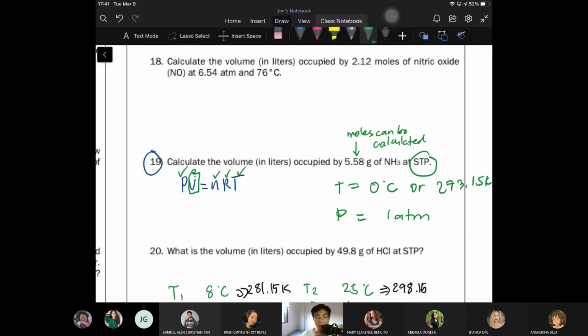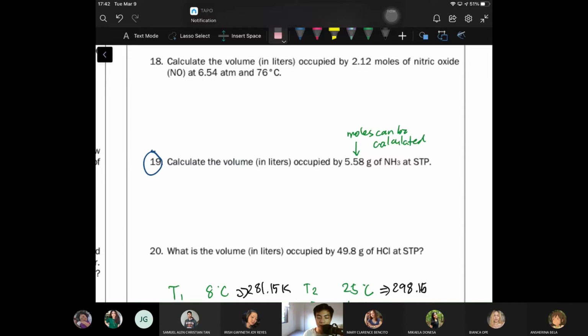Okay. So ganun ha, minsan hindi obvious yung given, especially kapag sinabi STP lang. Alamin mo kung ano lang meaning ng STP. Sabi sa STP, temperature is 0 degrees, pressure is 1 atm. Yung degrees Celsius, i-convert to Kelvin as always. No? So, ganun lang.